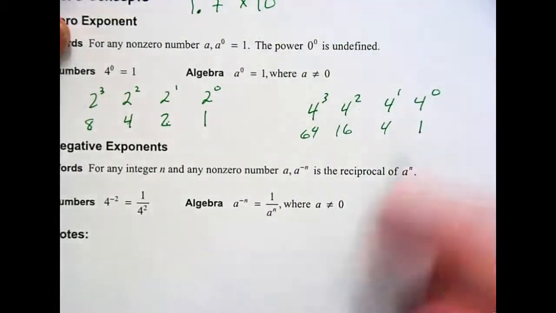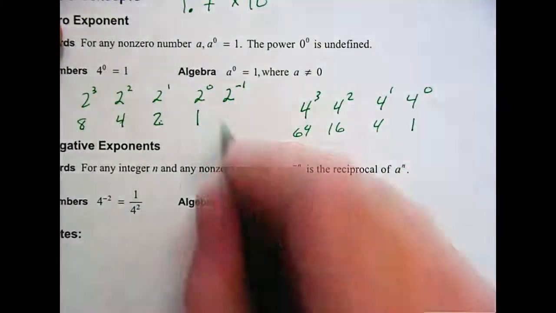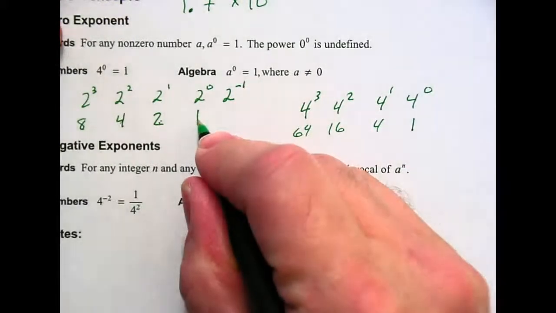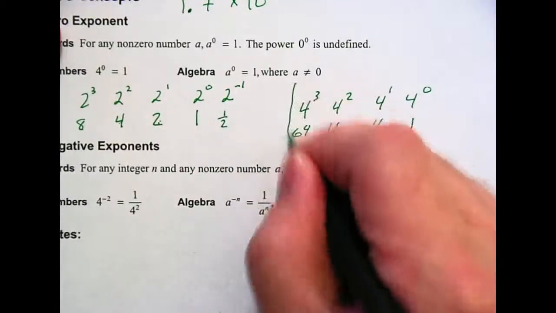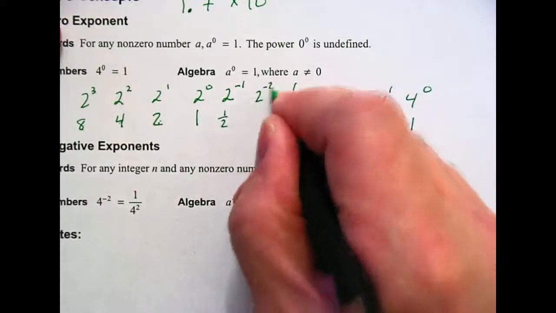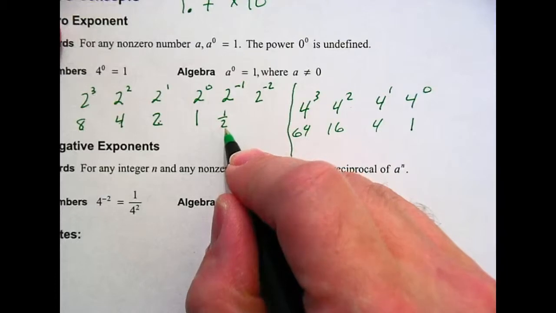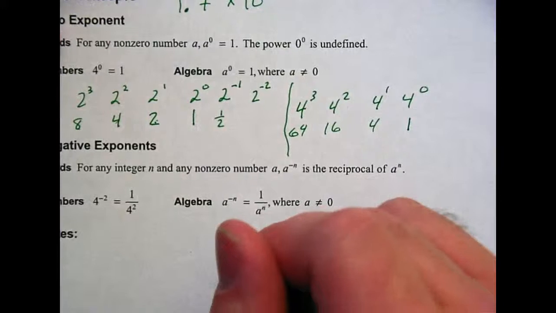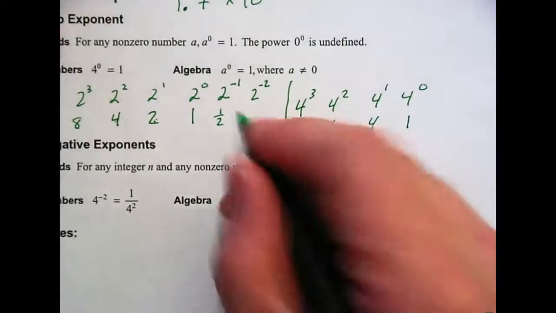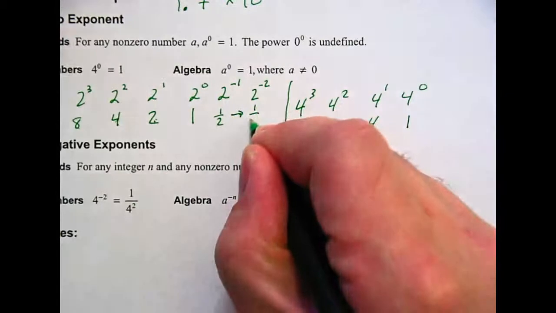Which means if I go to the negatives, 2 to the negative 1, I'm going to divide this by what? By 2. That's 1 over 2. Or 2 to the negative 2, I'm going to divide this by 2. Well, 1/2 divided in half, if I have half a dollar and I divide that in half, what do I have? 0.25, or a quarter, or 1/4. 1/4 is the same as 1 over 2 squared, by the way.